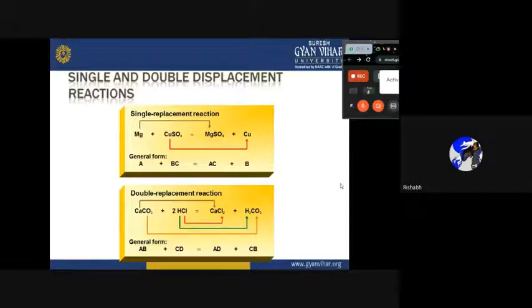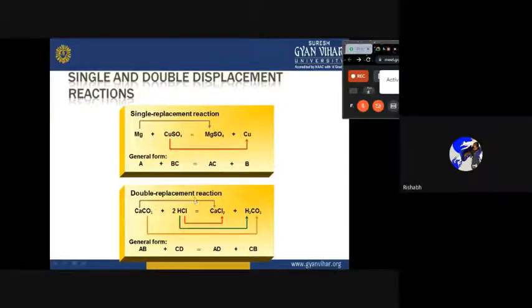In the single replacement reaction, you see magnesium plus copper sulfate. They are reacting, and magnesium is replacing the copper. Why? Because magnesium is more reactive than copper, so it takes its place, forming a new compound, magnesium sulfate, and releasing the copper in the process. So the general form is A plus BC, that will result in AC plus B.